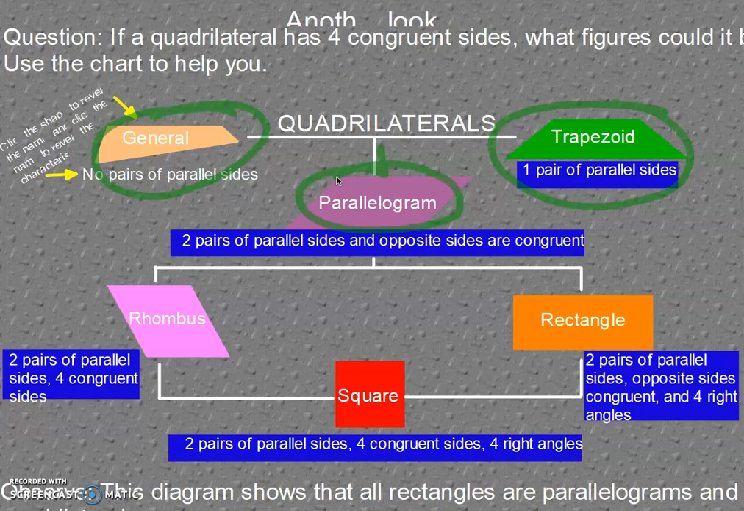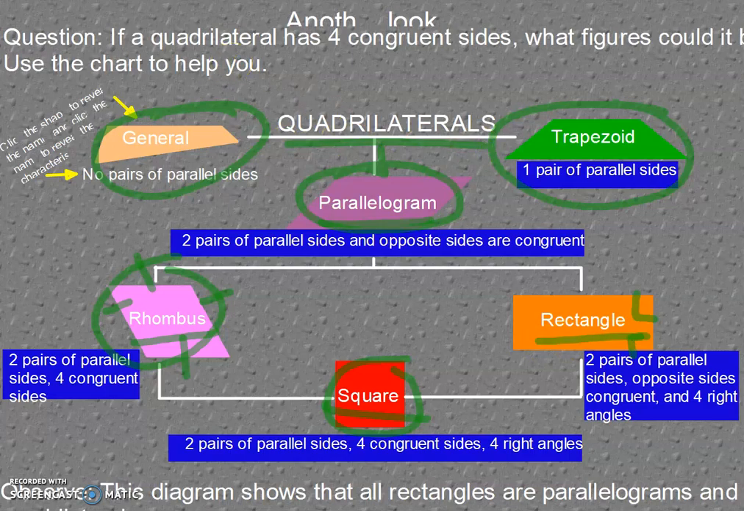Now, after a parallelogram, it can either go to a rhombus, which is two pairs of parallel sides with four congruent sides, so all the sides are the same length, or it can go to a rectangle, where it doesn't have all the sides the same length, but it does have four right angles. Then the square is the last type. So a parallelogram that is a rhombus with all four sides the same, but is also a rectangle with four right angles, then that's a square. So that's why I can call a square a rhombus, a rectangle, a parallelogram, a quadrilateral, and all quadrilaterals are polygons.